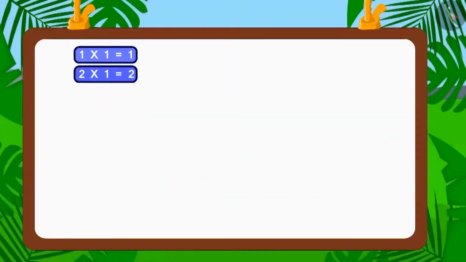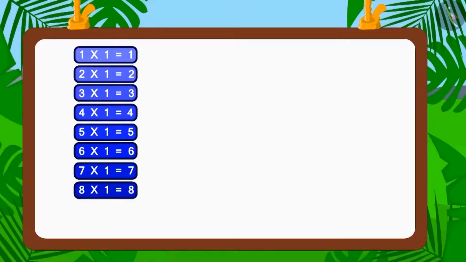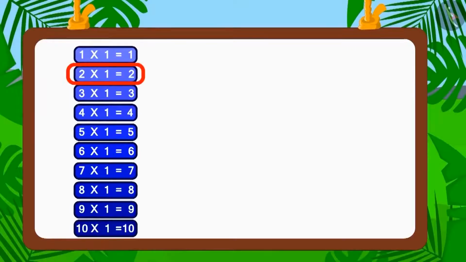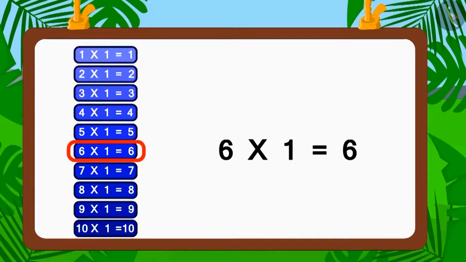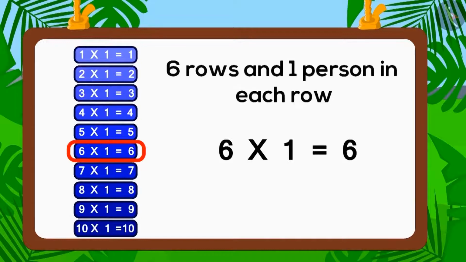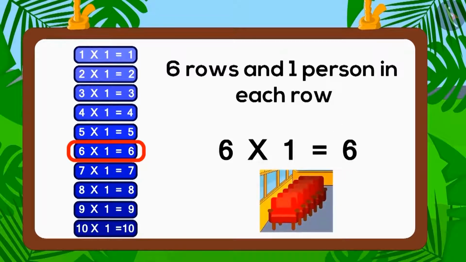Come, let's start with the table of 1. Does number 6 appear in the table of 1? Yes, 6 multiplied by 1 is 6. Therefore, 6 people can sit in this bus in 6 rows with one person sitting in each row.